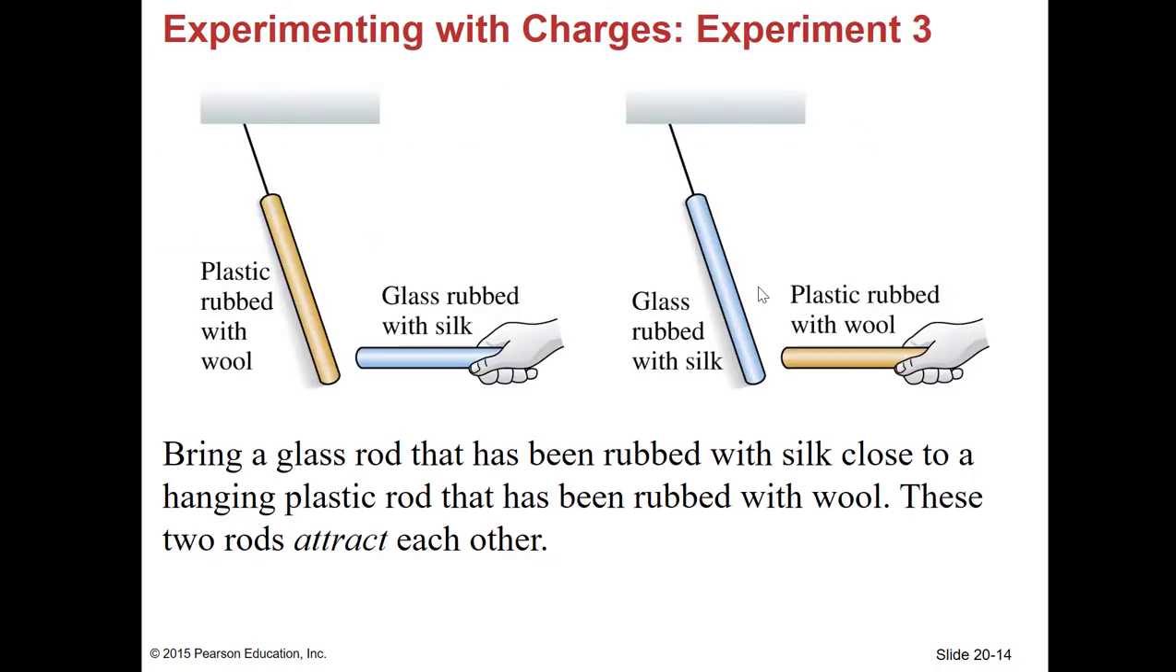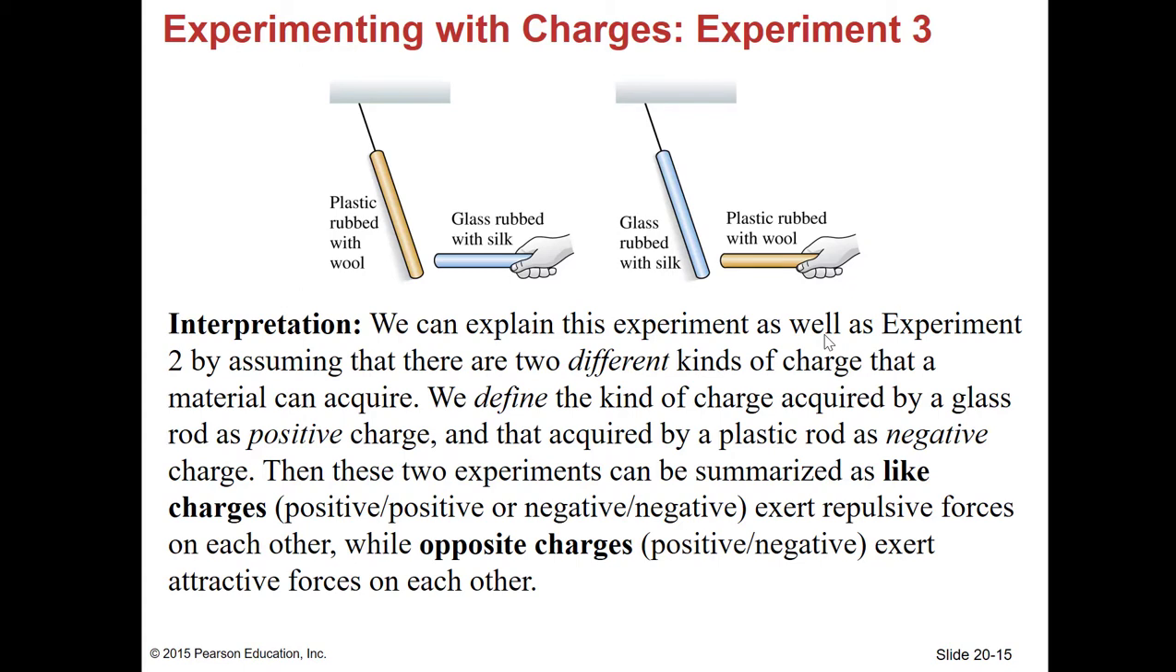So if you charge up the plastic rod with wool, charge up the glass rod with silk, and bring those close to each other, in either the first scenario or the second scenario, we'll see that these are actually attracted to each other. The assumption here is these have different kinds of charges, so dissimilar charges attract each other, just like the first picture, just like the second picture. So you can explain this experiment as well by assuming there are two different kinds of charges. We can define one sort of charge as positive, the other charge as negative.